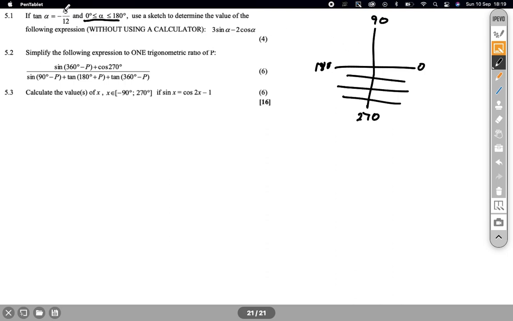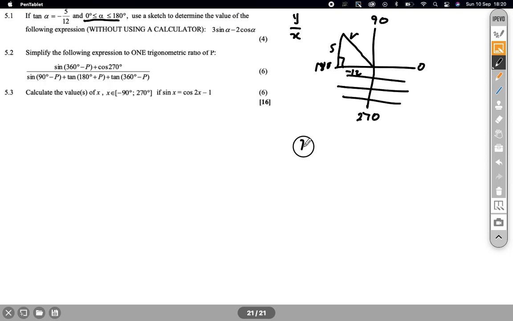Now we have a negative sign, and remember tan is y over x. This means that either y or x should be negative in order for us to have a negative. But as you can see, we ruled out the negative y axis, so x is the negative one. So our diagram will come this side. This means that x is negative 12, y is positive 5, and we would have to find r.